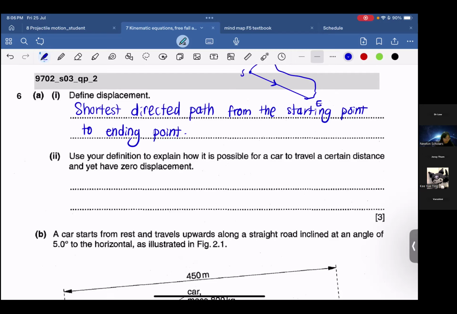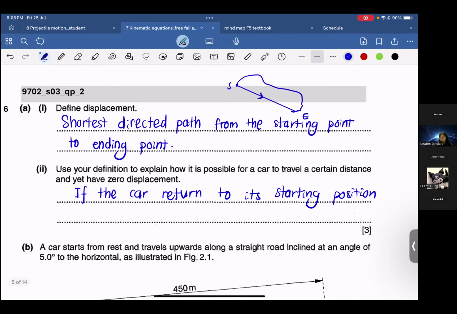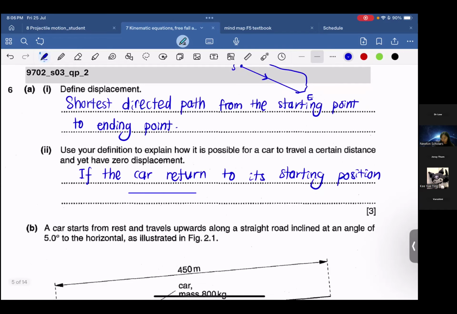So here, it is possible if the car returns to its starting position. It doesn't matter how it moves, as long as at the end it moves back. So starting and ending are at the same point, so the displacement will be 0. Circle also can, circle, then back to here. Okay, also correct.